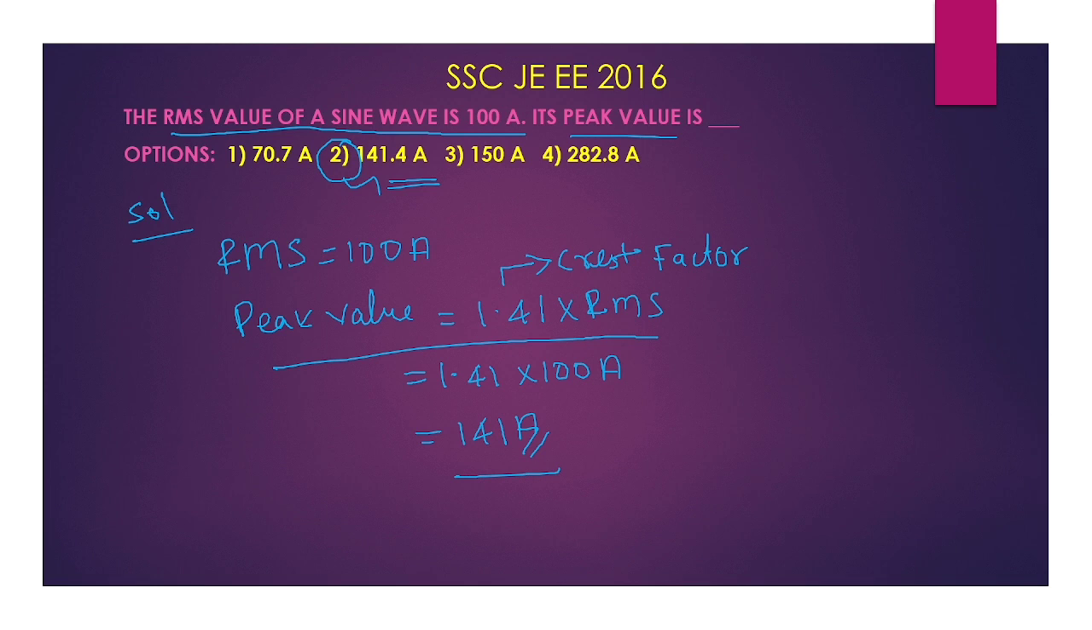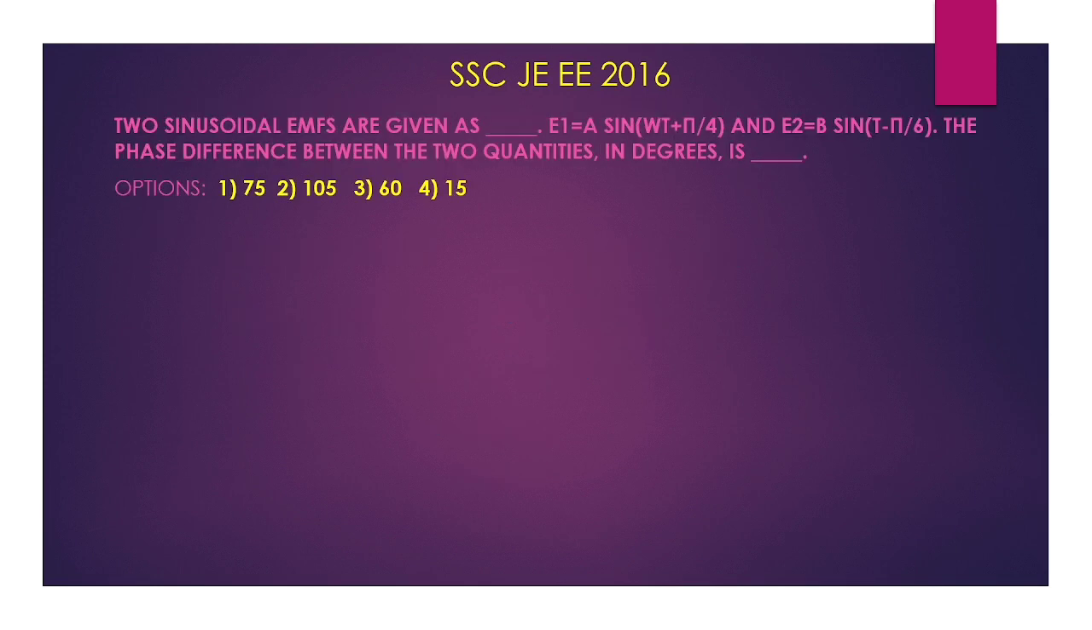Okay, now we will solve the second question. The two sinusoidal EMFs are given as E1 equals A sin(omega t plus pi by 4), and the second EMF E2 equals B sin(omega t minus pi by 6). Here omega is the angular frequency. The phase difference between the two quantities in degrees is dash. We need to find the phase difference of the two EMFs.